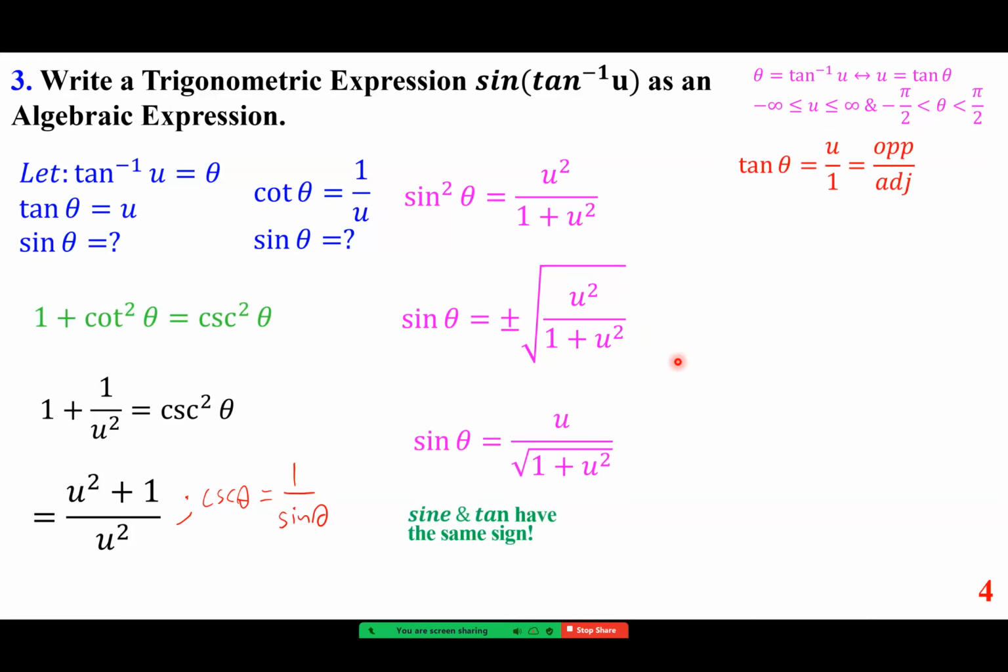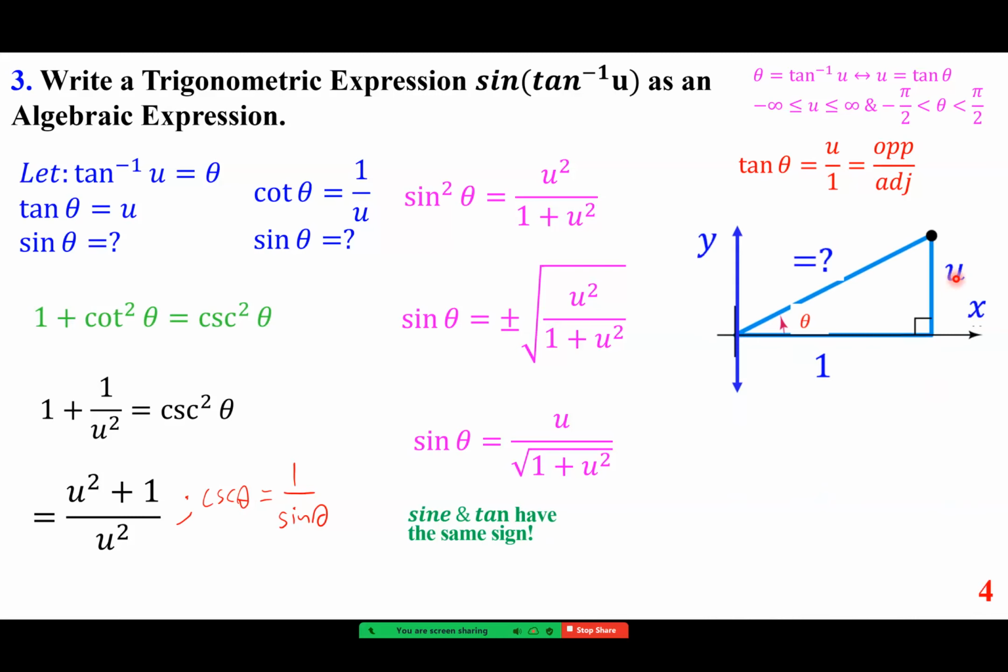Tan of theta is u over 1, the opposite over the adjacent. So if you draw a triangle, the opposite is u and the adjacent is 1. So take a look, we can say this is u, this is 1. If you don't have a denominator, you give it the denominator 1. So the hypotenuse is missing. The hypotenuse is 1 squared plus u squared under the radical, right? And we know sine of theta is the opposite over the hypotenuse, which makes it u over the square root of 1 plus u squared.